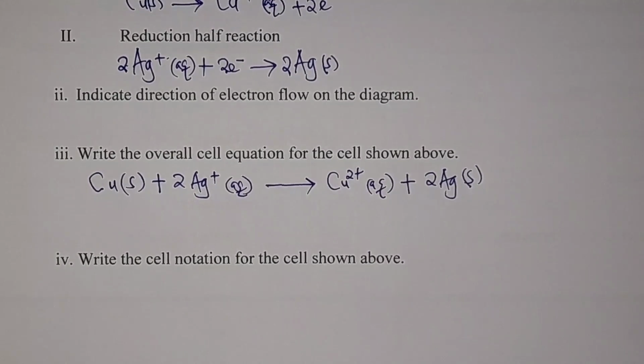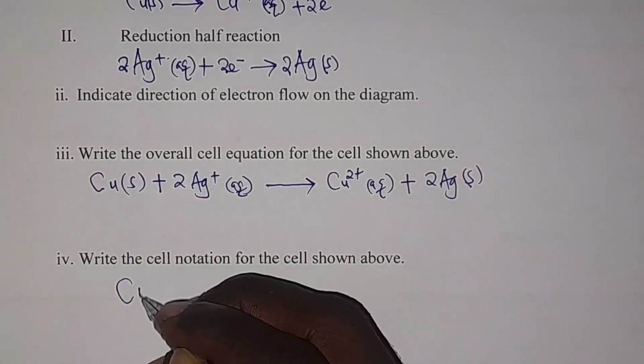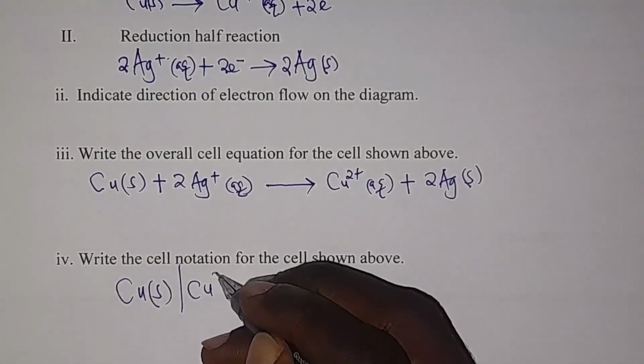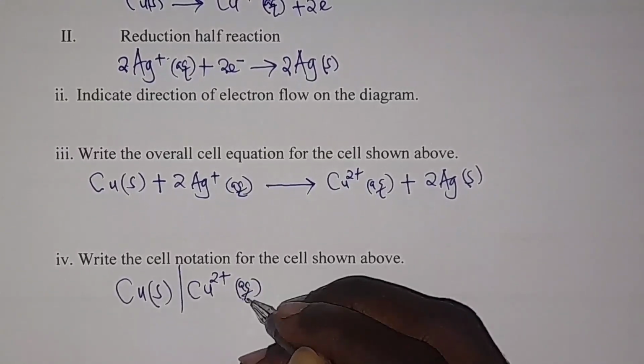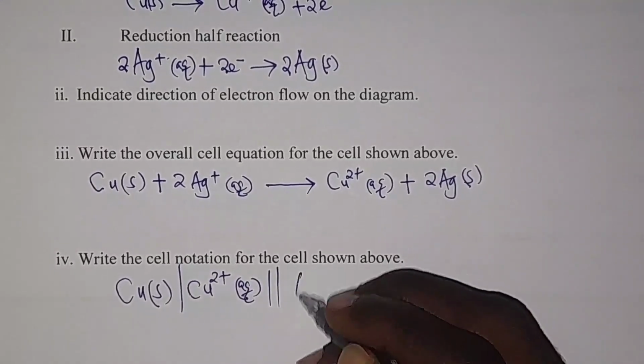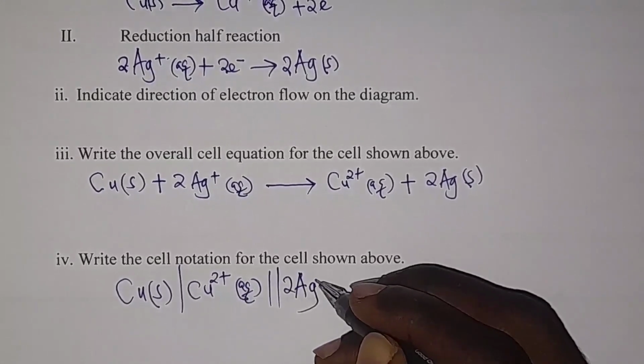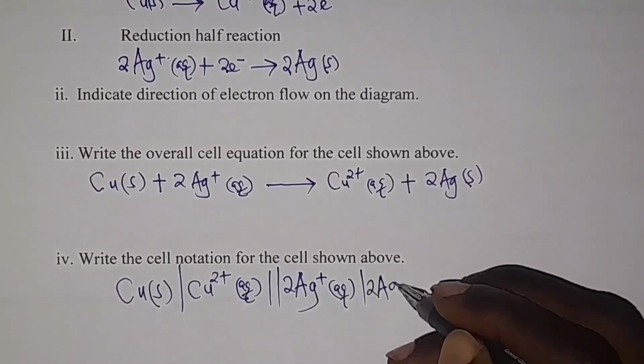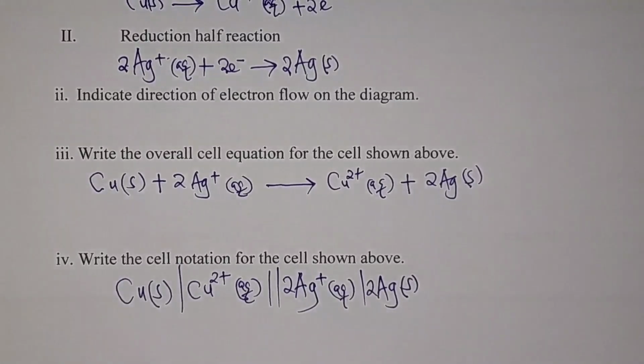Lastly, from part 4, we are told to write the cell notation for the cell shown above. So here we have copper to be the more reactive metal. So we are going to have copper solid. The phase boundary, then we write copper 2 ions, which are in solution form. The salt bridge, then we write silver ions, which are in solution form. Phase boundary, then we are going to have 2 silver solid. So this will be our cell notation. That's the end of our video.